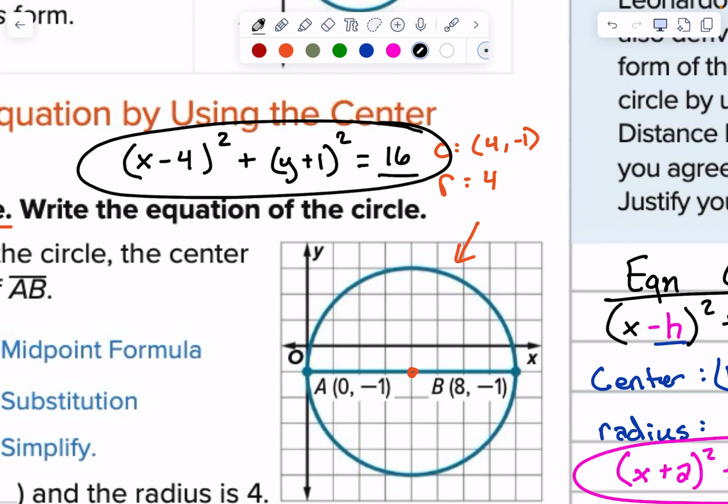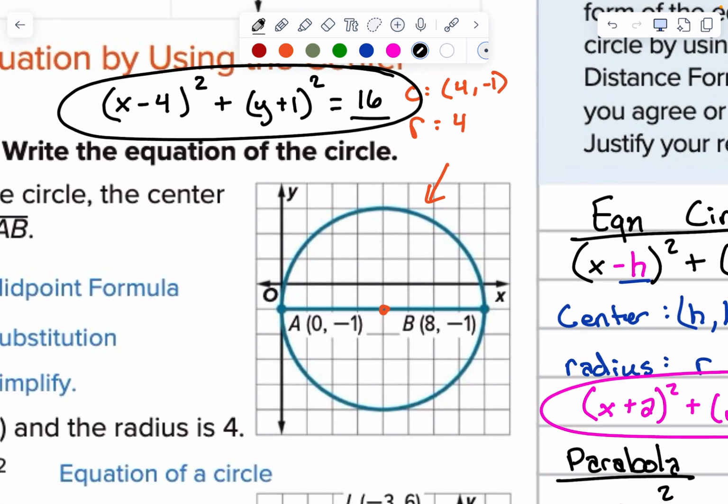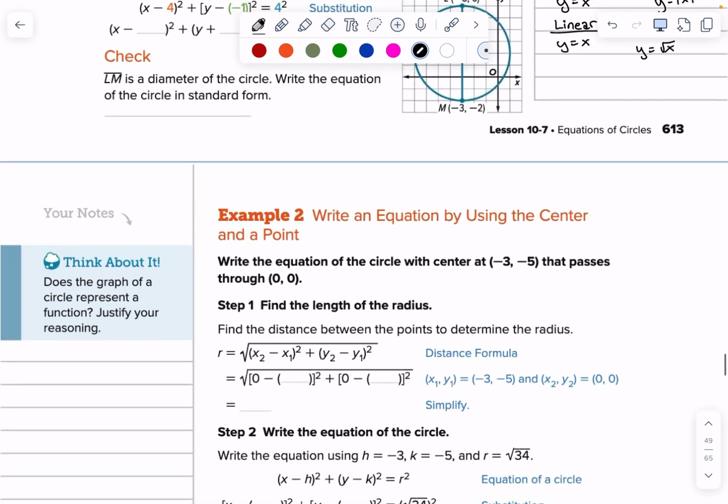Equations a lot of times have x's and y's. You're just writing the equation. That's what it looks like. Got it? Now, they're going to make it a little bit harder.